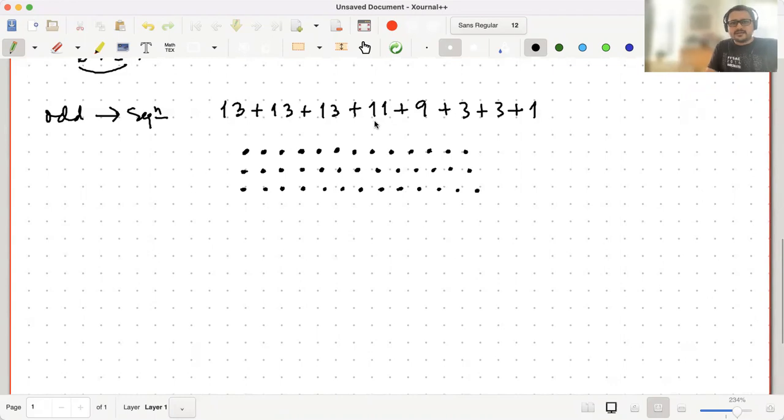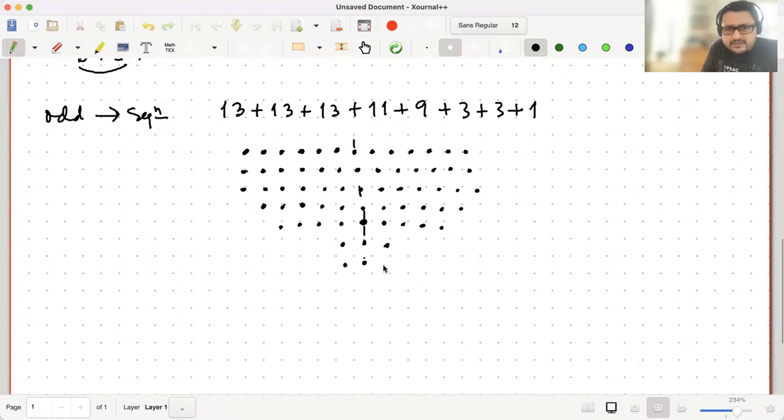Now this 11, I'm going to justify it. I'm not going to start from here, but I'm going to justify it in the center. So I start from here, and I put 11 dots, one below the other. I'm going to justify it in the central column: 1, 2, 3, 4, 5, 6. So this is the central column, and I'm going to justify my parts in the central column. The 9 again, I'm going to justify in this way, and 3, similarly, I'm going to justify in the center. So this is a pictorial description of the partition.